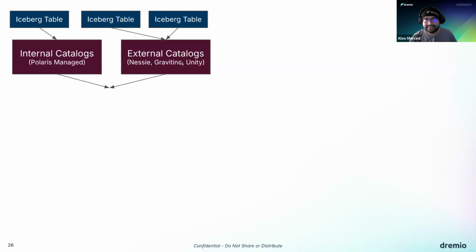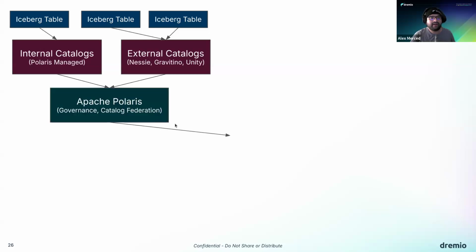Okay, so I can connect these external catalogs to Polaris as long as they support the Iceberg REST specification. That way, from my end user's point of view, they just connect to one catalog and they can see all the tables they should have access to in one place. Basically I have my internal and external catalogs, and all that becomes visible through Apache Polaris, which allows me to govern those catalogs and to federate them, connecting multiple catalogs to Polaris. Okay, giving me a really robust lakehouse exposure.